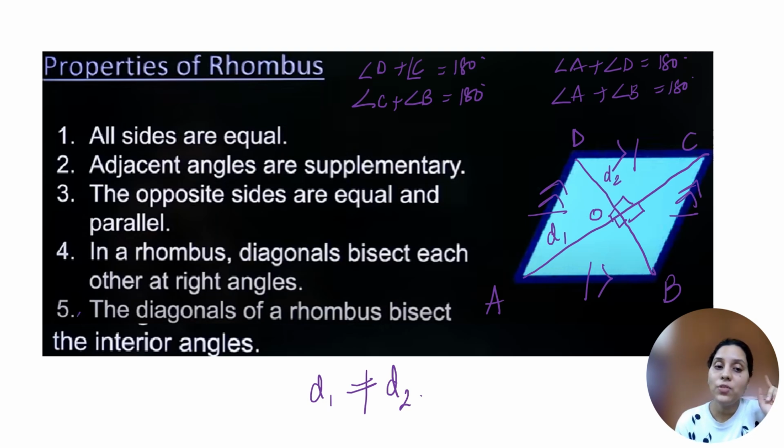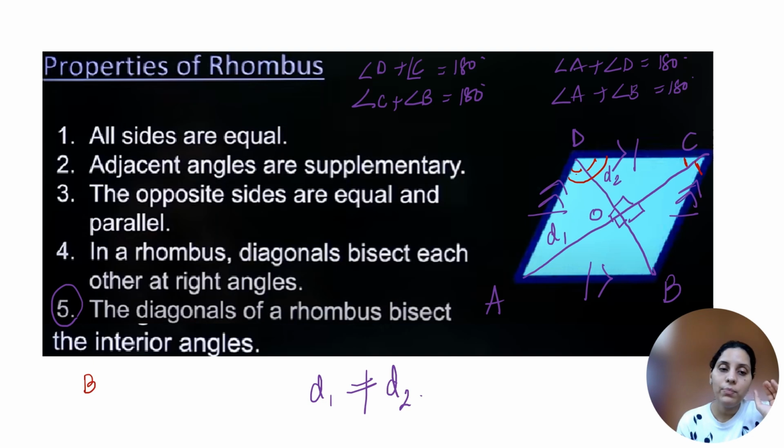But the last fifth point is very important. The diagonals of a rhombus bisect the interior angles. So these diagonals bisect the interior angles, which means this angle is equal to this angle is equal to this angle. For example, if this total is 100, each angle is going to be 50. Also, in rhombus, I missed a point that the diagonals bisect each other at right angles, and also the diagonals are divided into two parts.